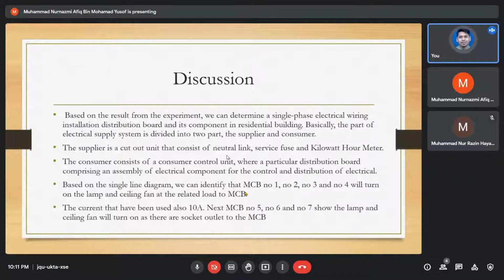Based on the single line diagram, we can identify that MCB number 1, 2, 3, and 4 will turn on the lamp and ceiling fan at the loads related to the MCB. The current used is also 10 ampere. Next, for MCB number 5, 6, 7, the lamp and the ceiling fan will turn on, as there is a socket outlet related to the MCB.